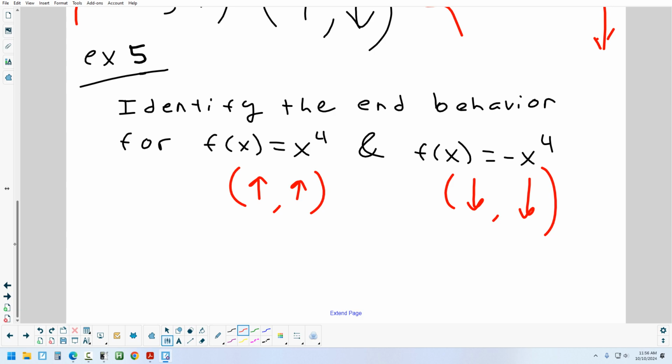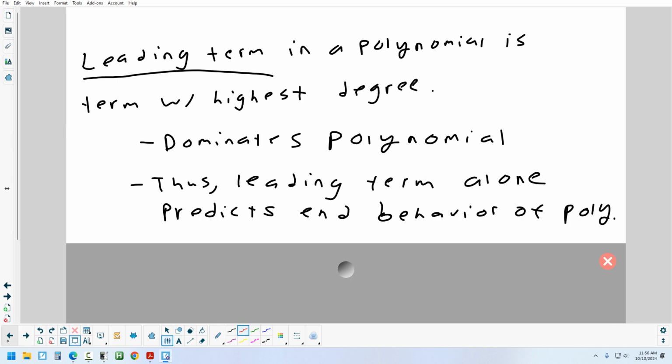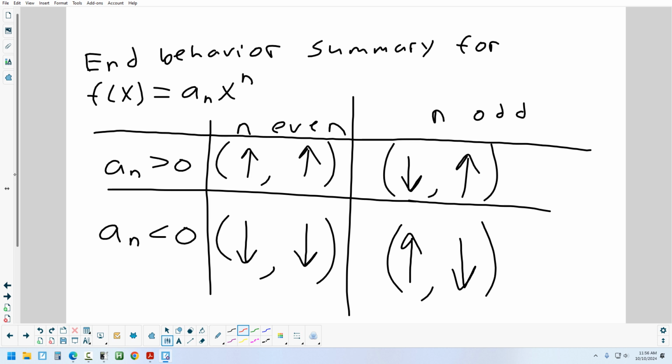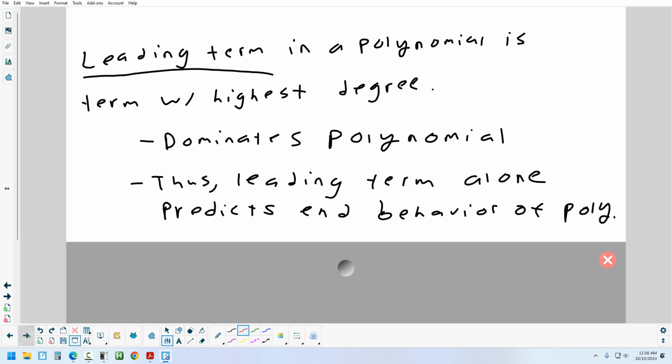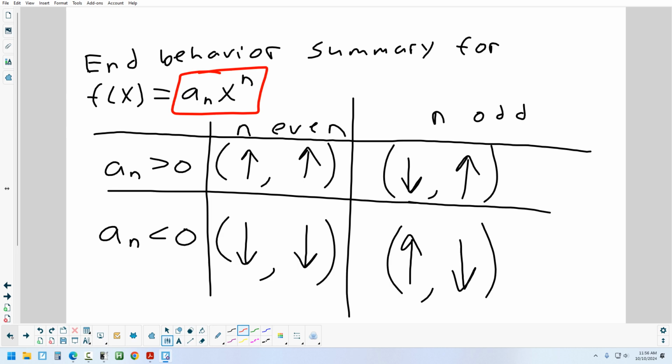So how can we quickly tell that it's up, up, or down, down? What if we don't want to graph it? There is a way that you can quickly tell what the end behavior is going to be. So if you have a really, really long polynomial, most of those terms there, they don't matter at all. The only one that matters is the leading term. That's the only one that's going to control the end behavior.